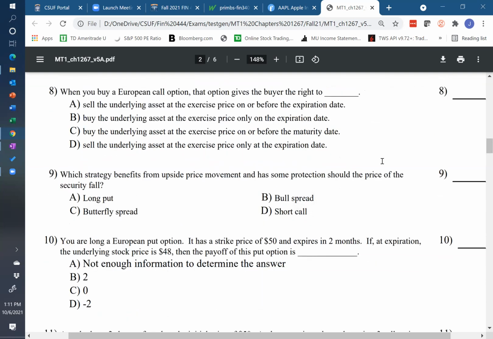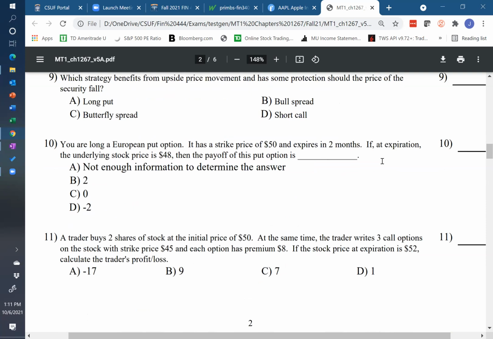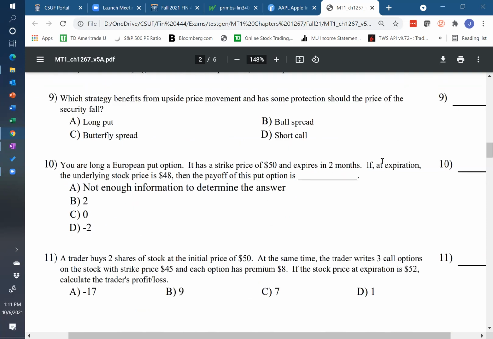When you buy a European call option, the option gives the buyer the right to what? It's a call, so it's buy the underlying asset only at the expiration date. That's the European option. Hopefully everybody got that one. Which strategy benefits from upside price movement and has some protection should the price of the security fall? A long put, a butterfly spread, a bull spread, or a short call?